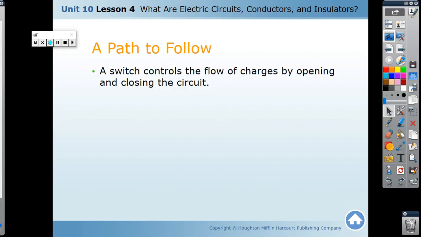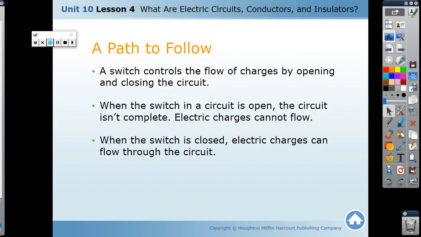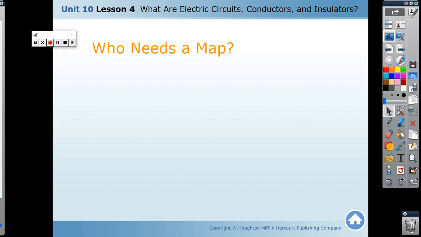A switch controls the flow of charges by opening and closing the circuit. When the switch in a circuit is open, the circuit isn't complete. Electric charges cannot flow. When the switch is closed, electric charges can flow through the circuit.